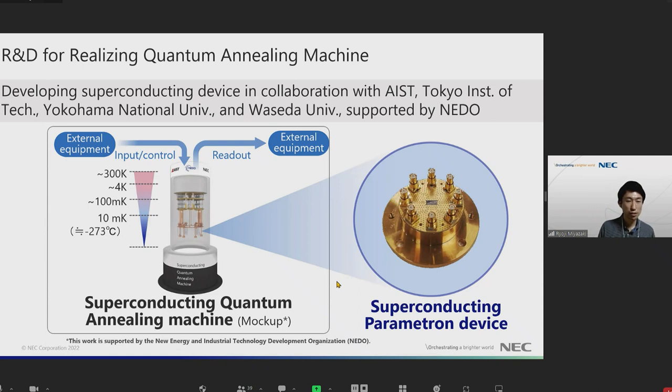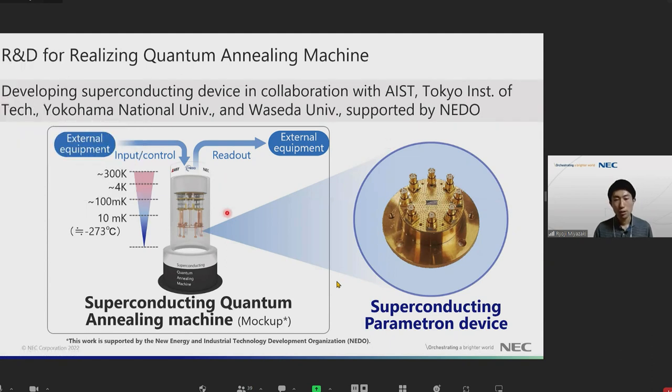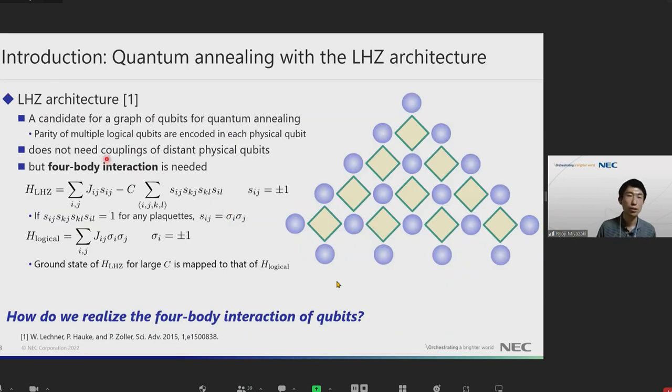And this is just a mock-up picture of the superconducting quantum annealing machine, but anyway, we are developing the actual hardware quantum annealing machine. But I'm not talking about experiments and devices; I'm talking about a theoretical study. My main topic is related to the LHZ architecture.